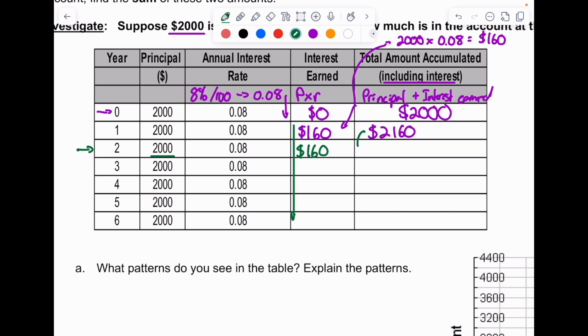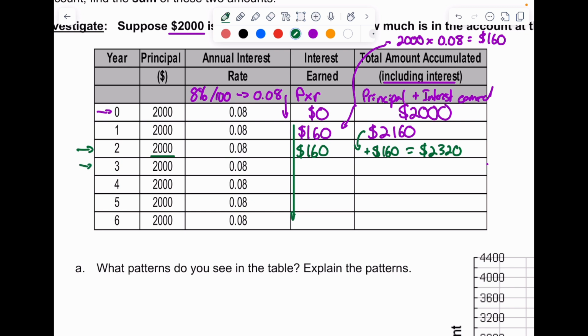So now it's this number plus 160. That would just now bring us to $2,320. Okay? All this column is going to be doing is we're just going to be adding up the interest that we just make each month. But let's just do it in steps so we don't get lost. So year 3 ticks by.